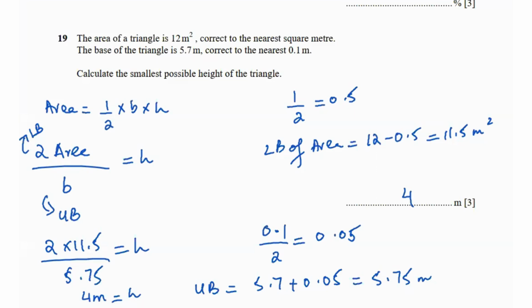So once we have identified that, we look at the degree of accuracy of the area. We divide that by 2 and then subtract it from the area to get the lower bound. And for the base, we divide the degree of accuracy by 2 again and then add that to the base length to find the upper bound. After that, we just substitute in the formula to find the height, which turns out to be 4 meters.